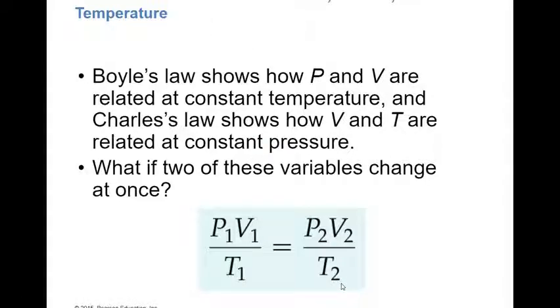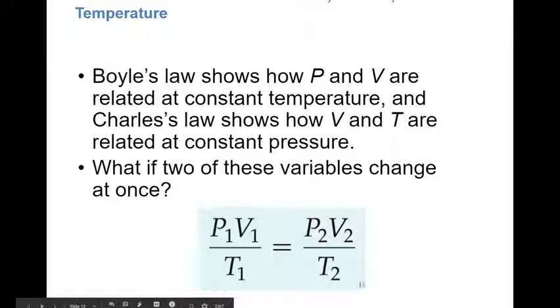Now we've got this other law that allows us to combine the two previous laws together. And we've got this inverse relationship for our pressure and our volume. And we've got this direct relationship, this proportional relationship between volume and temperature. So the reason that we do this is because we aren't always able to keep two variables constant when we're working with gases. So what if two of these variables change?